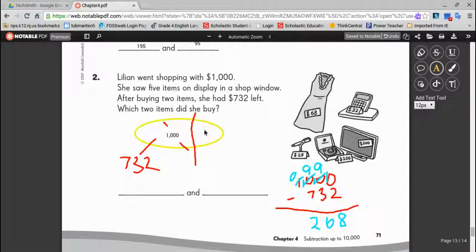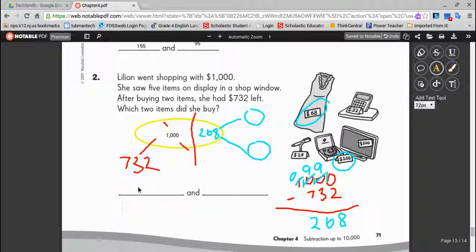So over here, I spent, and I'm going to write that over here. No, let's write it in blue. I spent $268, but I bought two things that cost me $268. So let's figure out what these two things can be. If I use mental math, well, I see a 200 over here, and I see a 68 over here. So I bought these two things right here. So which two items did she buy?